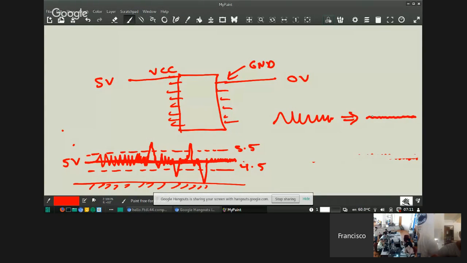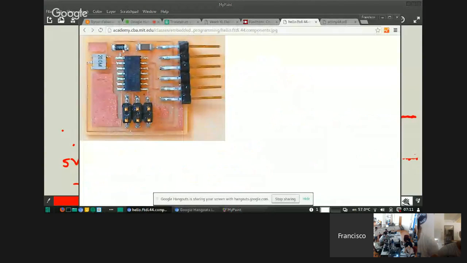Yes? Yeah, you are right about the capacitor. So the capacitor filters the noise. It stabilizes the 5 volt. But I don't think you are right about the resistor, because the resistor is for the reset pin. It's a pull-up resistor for the reset pin. You mean this resistor here? Yeah, that's a pull-up resistor for the reset.